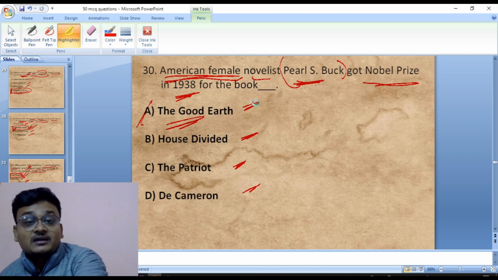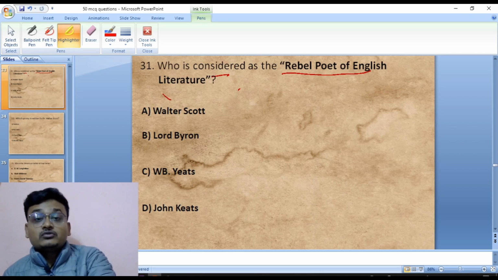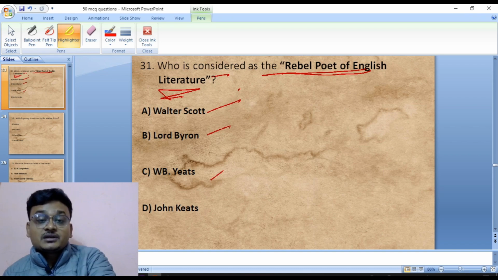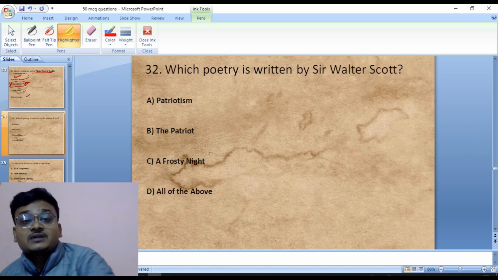Now move to question number 31. Who is considered the rebel poet of English literature? Walter Scott, Lord Byron, W.B. Yeats, John Keats. Lord Byron is called the rebel poet of English literature. Okay, now move to question number 32.